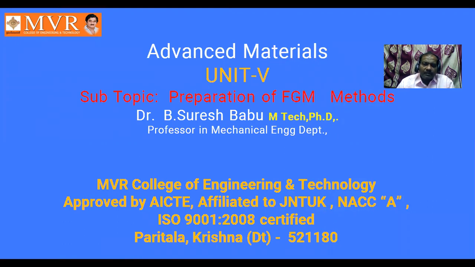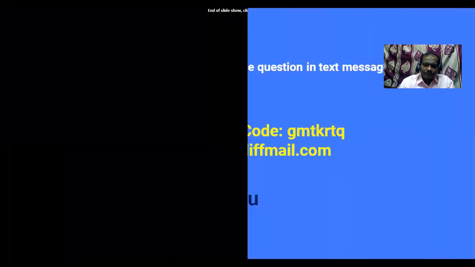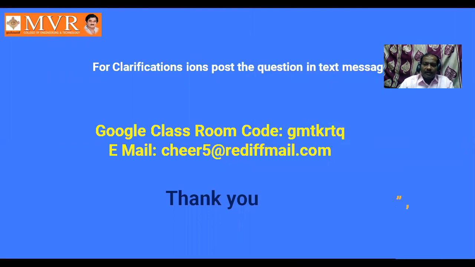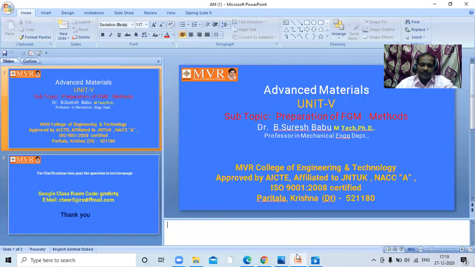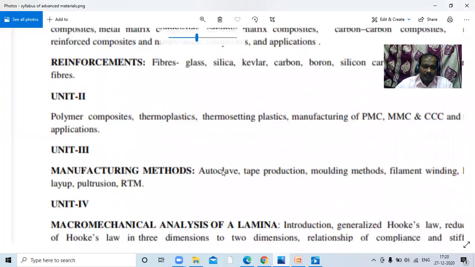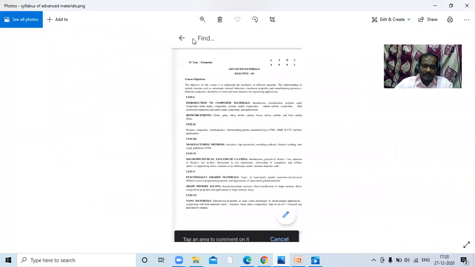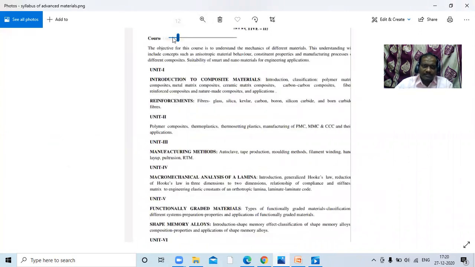So I repeat once again, the concept is to know about two methods for preparation of FGM material, and to have the applications of these FGM materials. Coming to the topic, this is the syllabus, which we can visualize. Already I told this. If you observe this syllabus, it has two parts. One is FGM, that is functionally graded materials.